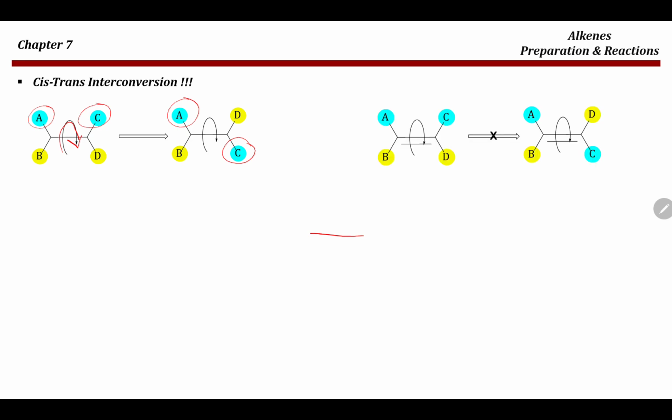However, when we have double bonds, this rotation is not allowed. So rotation around double bonds is not allowed. That's why if your compound has A and C on the same side, it's impossible for this compound to rotate to put A and C at opposite sides. So this is not possible. And that's why we talk about geometrical isomers when we have alkenes, whereas we don't talk about geometrical isomers when we have alkanes, unless they are cycloalkanes. So whenever rotation is not possible, then we can talk about geometrical isomers, cis and trans isomers.